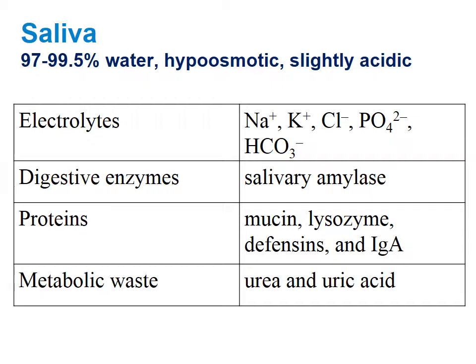A little more about saliva. It is mostly water, so hypoosmotic. It contains a lot of stuff. You don't need to memorize everything here, just the categories. Saliva contains a lot of electrolytes, some digestive enzymes, especially salivary amylase, which breaks down starch, which is called amylose. It also has some proteins. Mucin makes it thick and slippery. Lysozymes, immunoglobulin A, and defensins are for immunity. There's also waste molecules like urea in it.